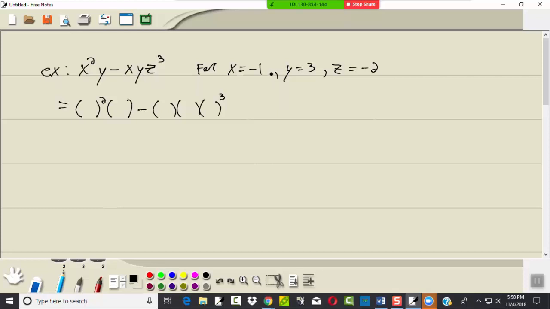Now step two, you want to plug in the numbers they give you. They tell us plug in negative 1 for x. So put negative 1 there, negative 1 here. Y is 3, so put 3 here, 3 here. And z was negative 2.